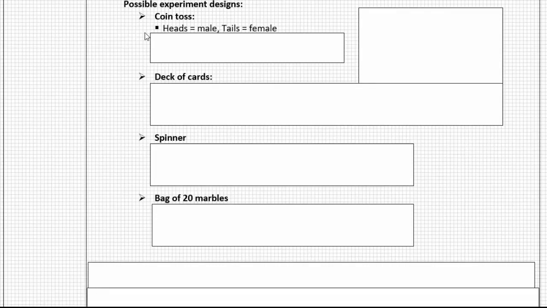So the coin toss, we would have to first decide which side we are going to use to represent male and which one we are going to use to represent female. So here I just listed it out as heads would be equal to male, tails would be equal to female. Could I have switched that around? Absolutely. The only thing I have to be careful of is that I decide at the beginning how it's going to be represented, and then I stick with that consistently through my experiment. So first we're just defining what the heads and what the tails would represent.